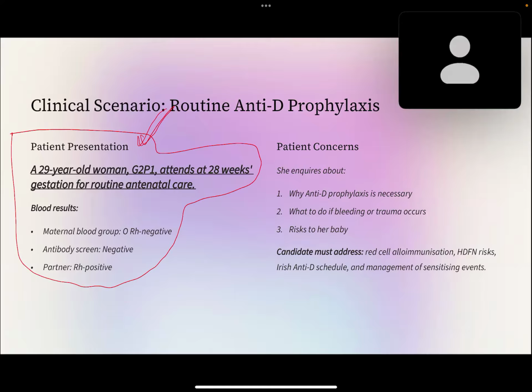So my patient is a 29-year-old woman, gravida 2 para 1 at 28-week gestation, who came in for routine antenatal care. However, I have the blood results which show she's Rh negative, and the husband is Rh positive, and her antibody screen is negative.